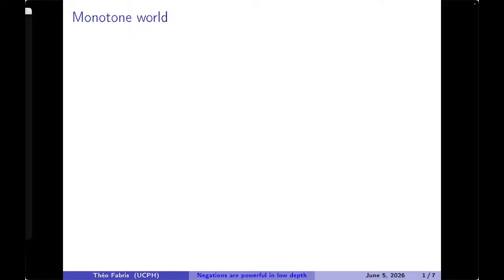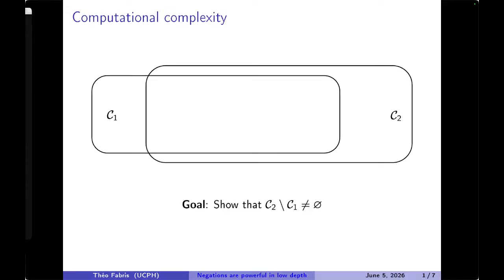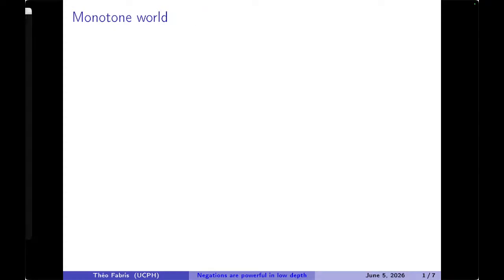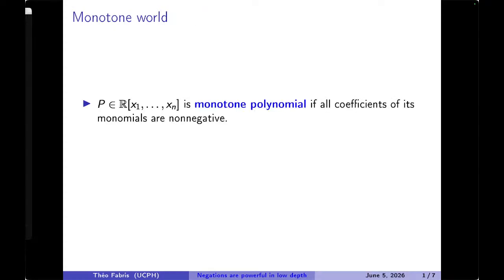And for this work, C1 will be a monotone class, a fairly strong monotone class in the monotone size hierarchy, and C2 will be a fairly low depth class. So we want to compare the power of monotone circuits with the power of low depth circuits.